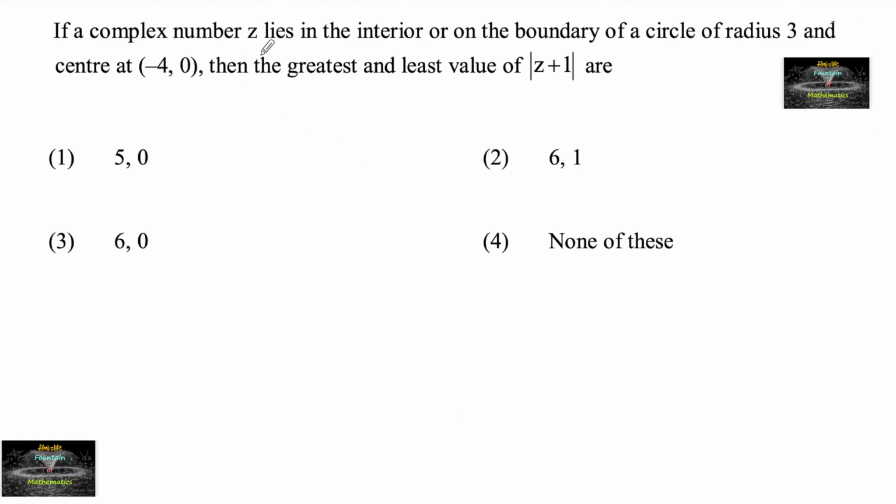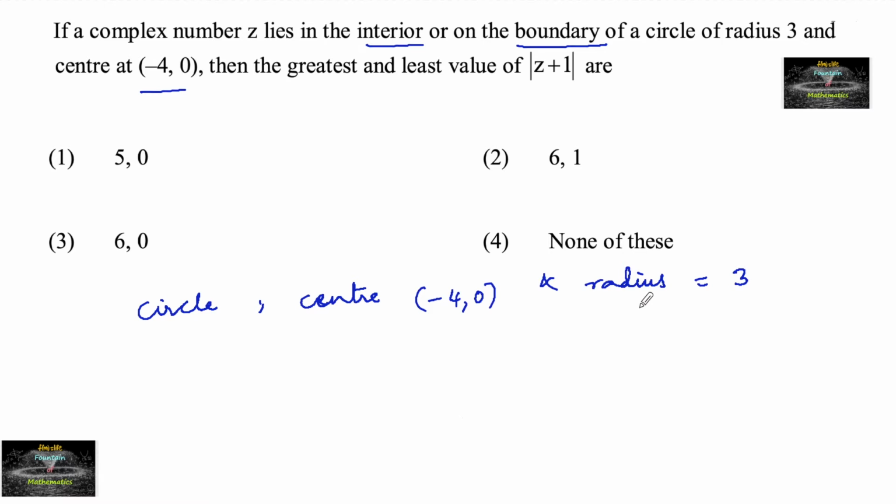If a complex number z lies in the interior or on the boundary of a circle of radius 3 and center at (-4, 0), then find the greatest and least value of mod of z plus 1. Here it's given a circle with center (-4, 0) and radius equal to 3 units.